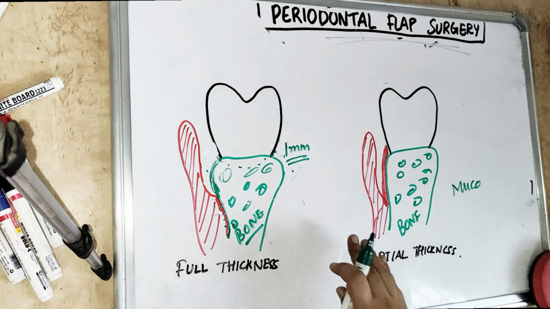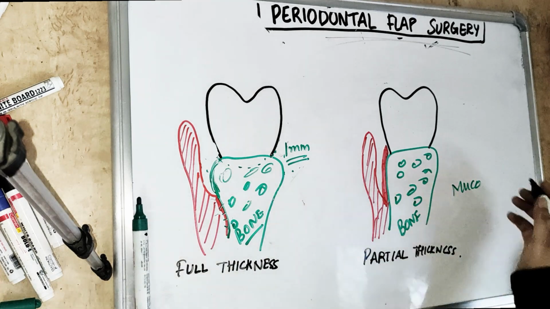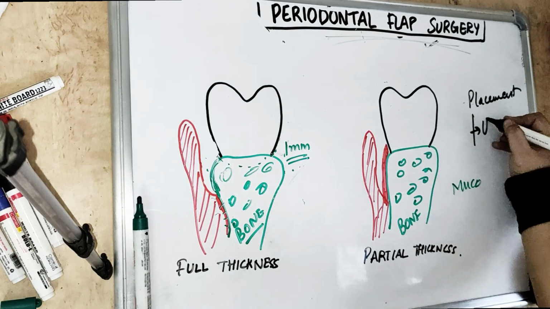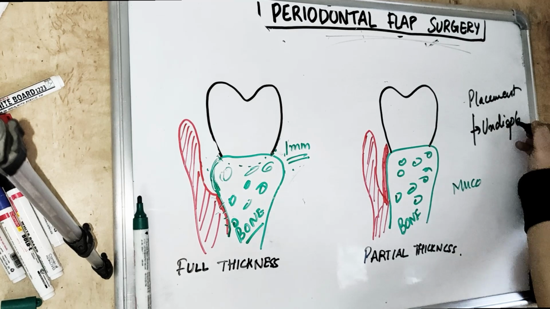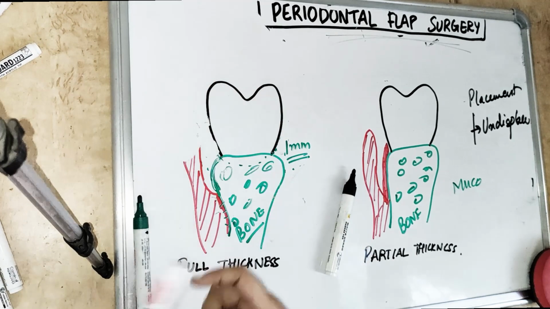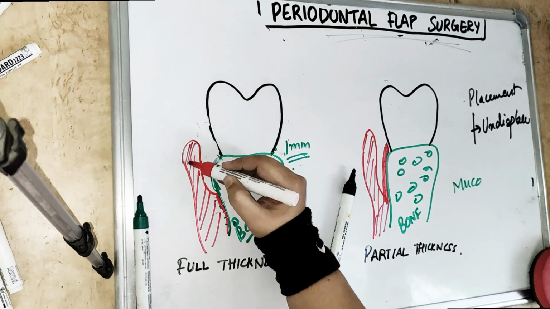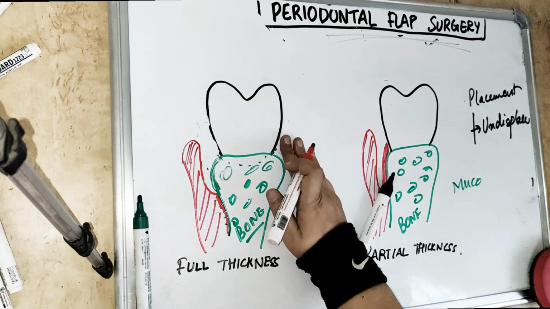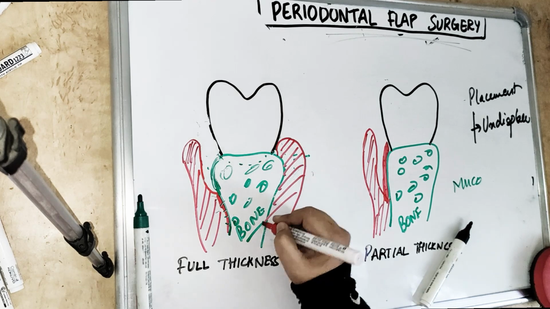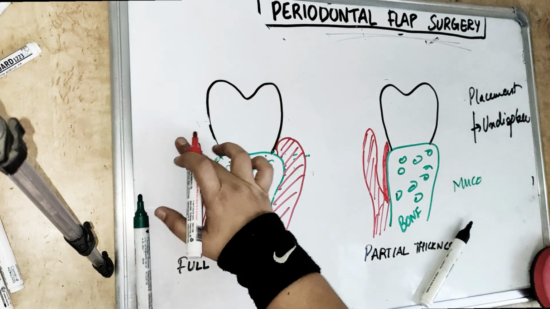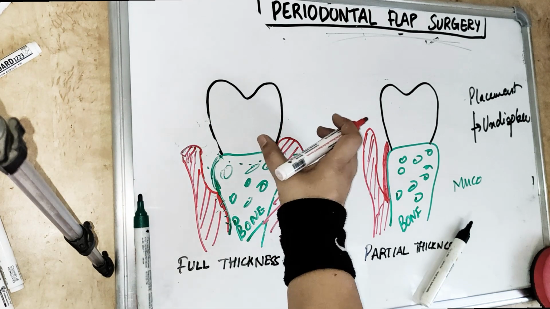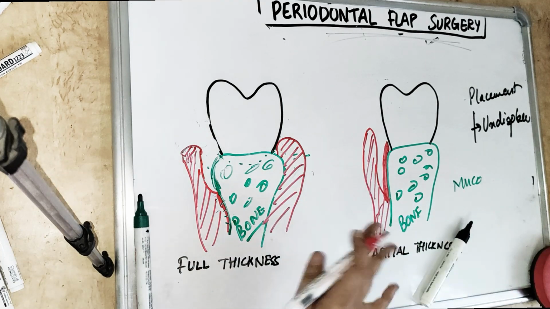Also, we have a classification based on the placement of the flap after the surgery. It is either an undisplaced flap. Undisplaced flap means, suppose this was our soft tissue previously, before reflecting the flap, I am going to show you from here. Suppose this was the previous soft tissue coverage till here, and if we are reflecting it and keeping it back as it is, then that is our undisplaced flap. We are not displacing the flap.